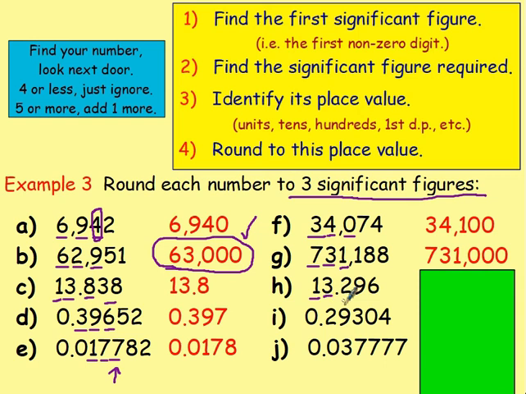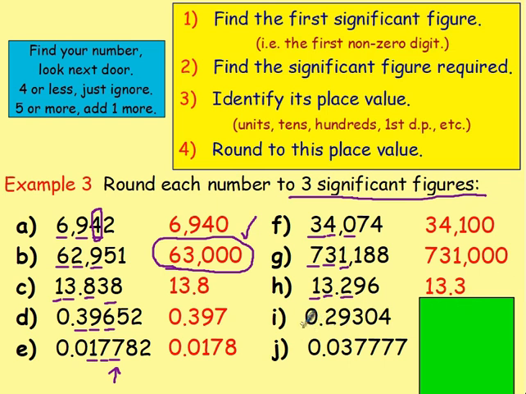With H, the first significant figure is the 1. Beside it is the second. Beside that is the third. That is the third significant figure. That's what we want to round to. The place value here is just the tenths, or the first decimal place, so we want to round to 1 decimal place. Find your number, look next door. It's 5 or more, so you add one more. So the 2 will go up to a 3, and you'd have 13.3.